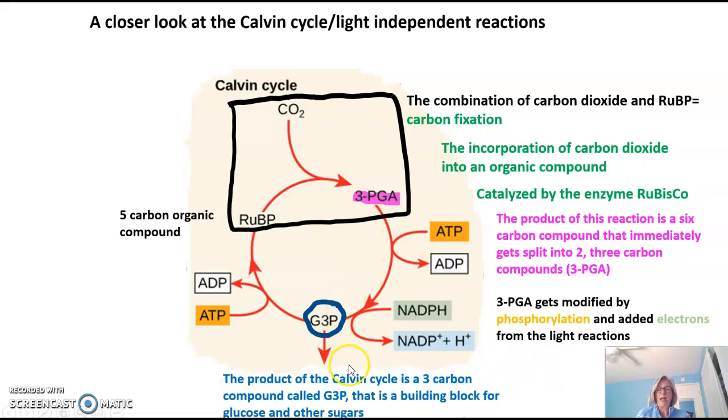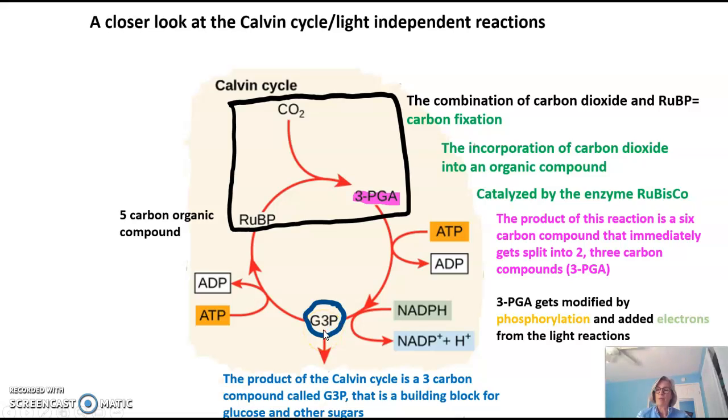Ultimately, what is produced in the Calvin cycle is a 3-carbon compound called G3P. It's an organic compound, and it's a building block for many other organic compounds like glucose and other sugars. Many people often just skip this step and say that glucose is produced by photosynthesis, but that simply isn't true.